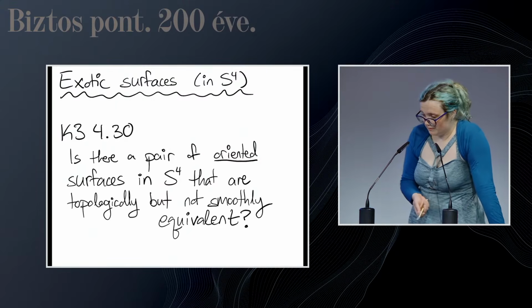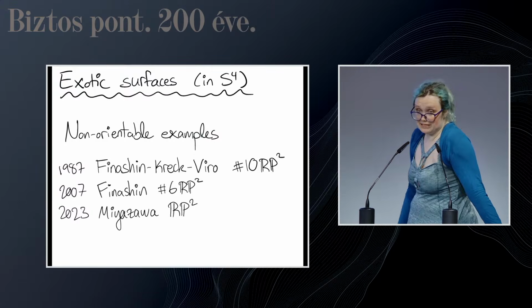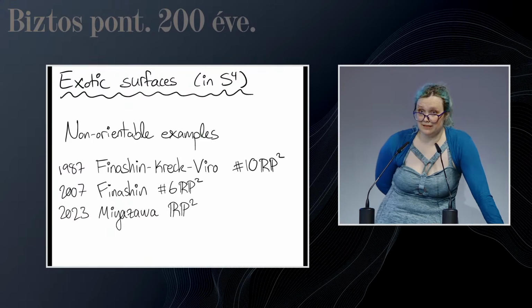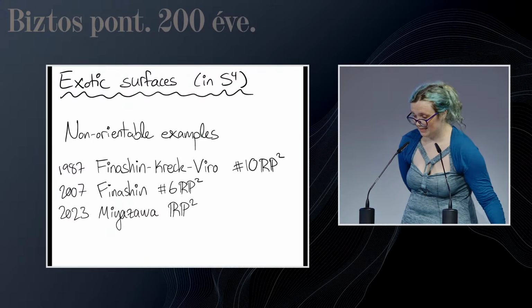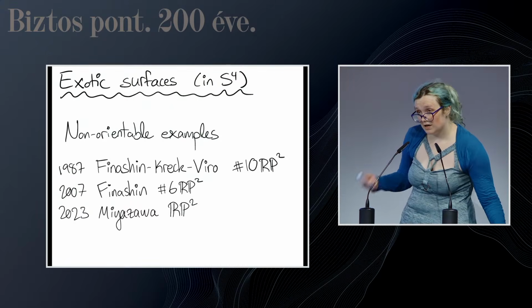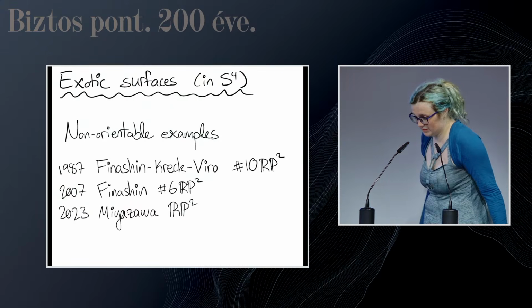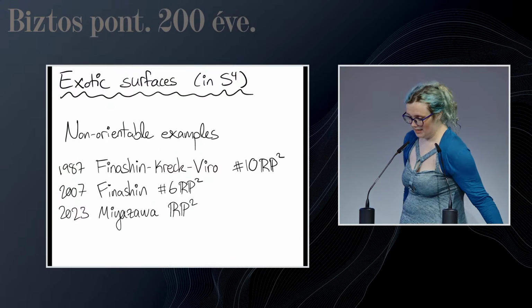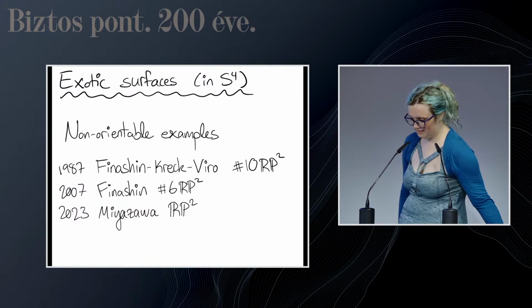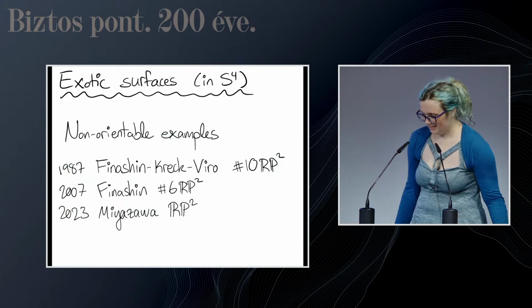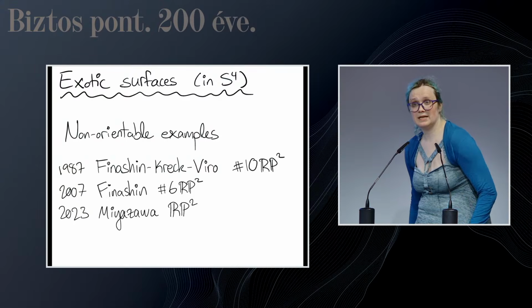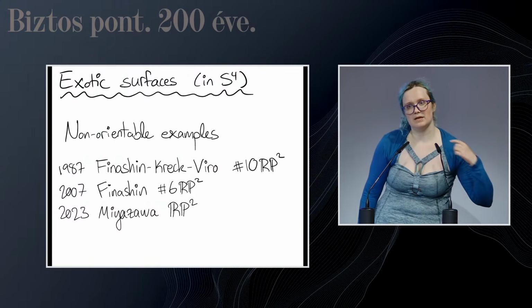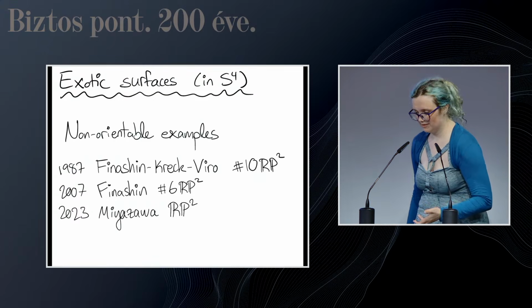I underlined oriented. Because we've already talked about some of these this week, but there are lots of non-orientable examples, and they've existed in the literature for quite some time. We've had exotic connected sums of 10 RP2s inside of S4 since the 80s, Finashin-Kreck-Viro. Finashin improved this down to connected sum of 6 RP2s, and then just a few years ago, Miyazawa, that was like a crazy paper, right? But he had this family of just single RP2s in S4 that are exotic. So non-orientable examples, like you can go down as small as you want. We know that there are exotic pairs.